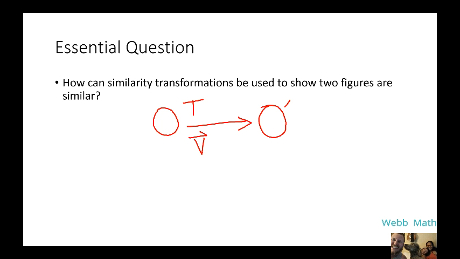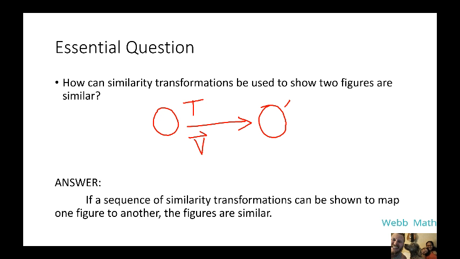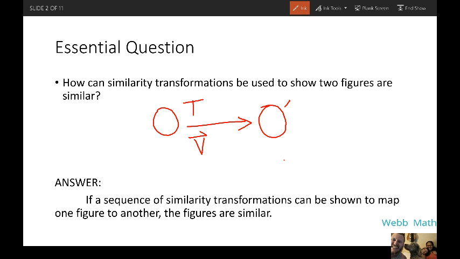That's what similarity means. Now, if a sequence of similarity transformations can be shown to map one figure to another, just like the example I drew up there, the figures are similar. So if you translate a triangle, for example, with a vector, it should be similar. Dimensions should be proportional in some sense.